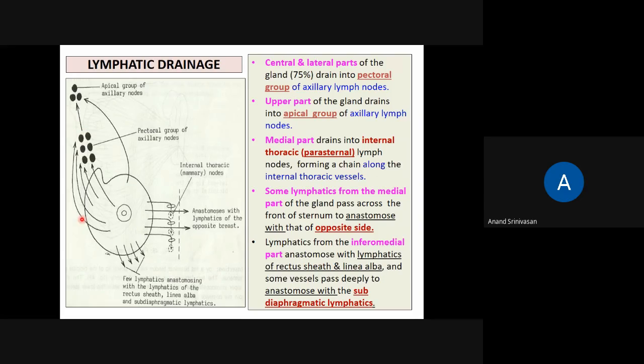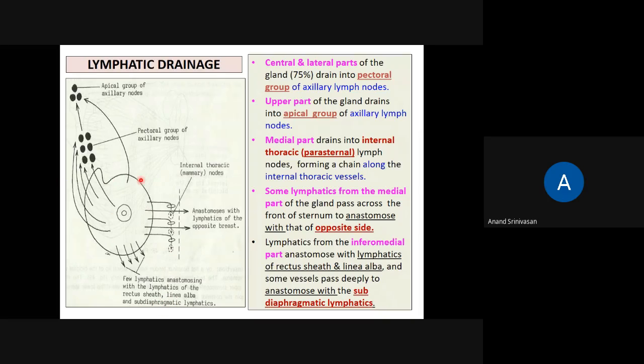Here you can see the different groups into which the breast lymphatics drain. Usually from the lateral part of the mammary gland, it goes into the pectoral group of lymph nodes, finally draining into the apical group. The medial side can go into the internal thoracic group of lymph nodes. The inferior aspect can go into the lymphatics inside the abdomen, the subdiaphragmatic lymphatics.